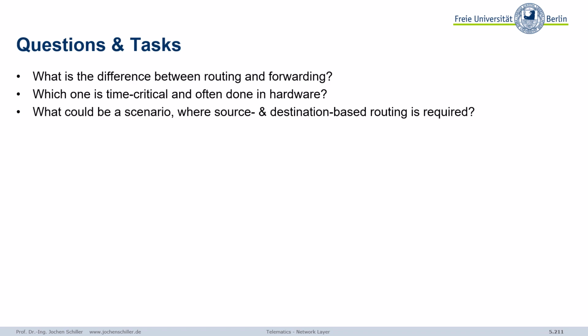Once more, what is the difference between routing and forwarding? What is the time critical one and what is typically done in hardware? And think of these ideas of destination-based routing only and source and destination-based routing. When could this be of interest? Do you have an example? Maybe also from the postal service, an example where the source is also important.